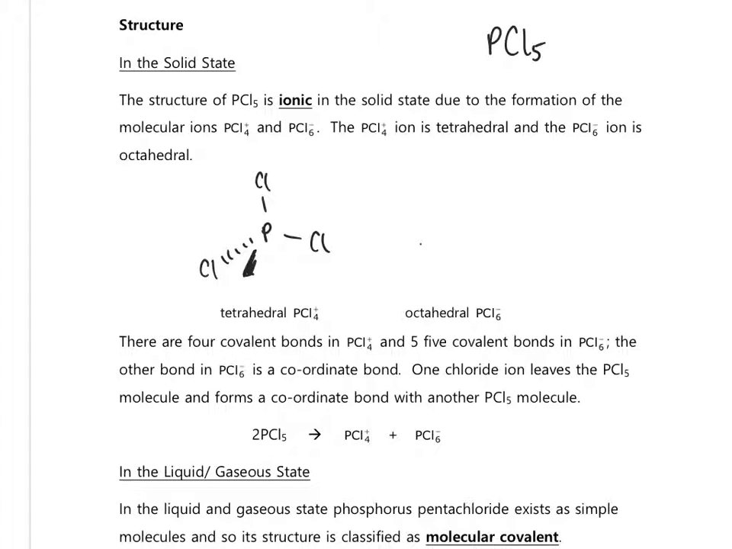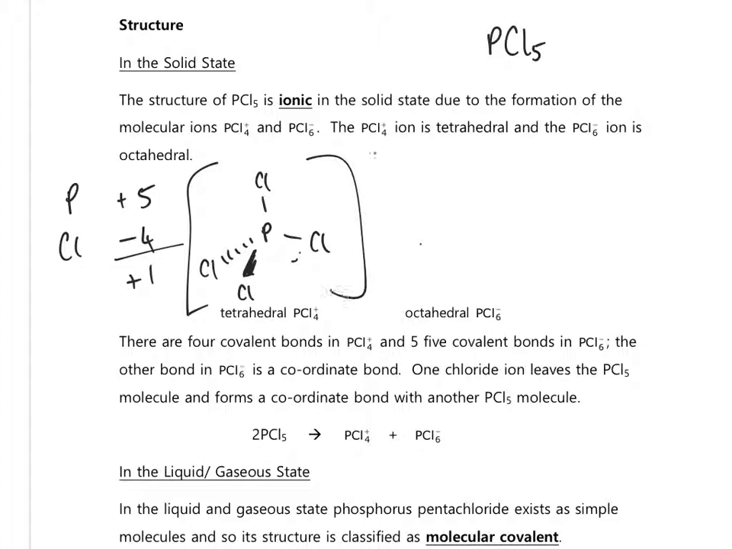Phosphorus has a charge of +5. Each of the chlorines has a charge of -1. So what's that total of the chlorines? There's 4 of them, so -4. So that's why that one has a charge of plus, and then the other one has an extra. Phosphorus will be +5, chlorine will be -6, and so that gives you the charge of -1.